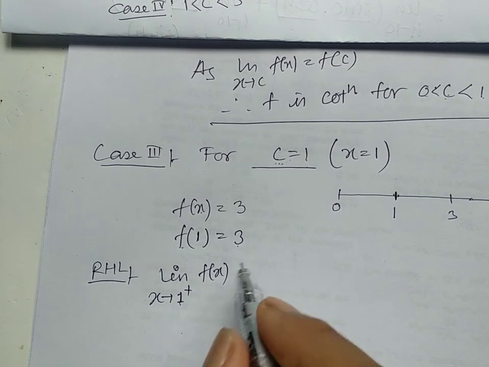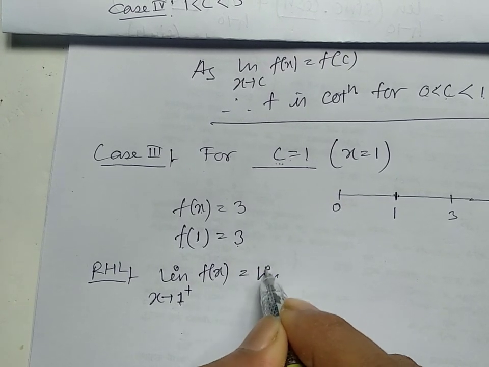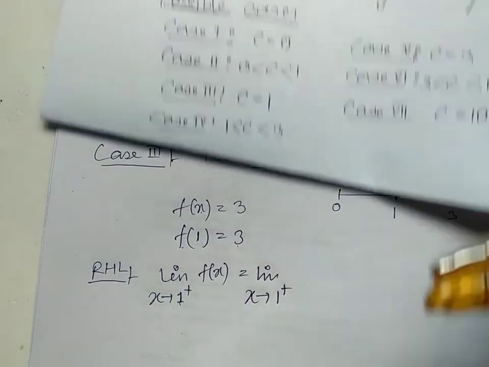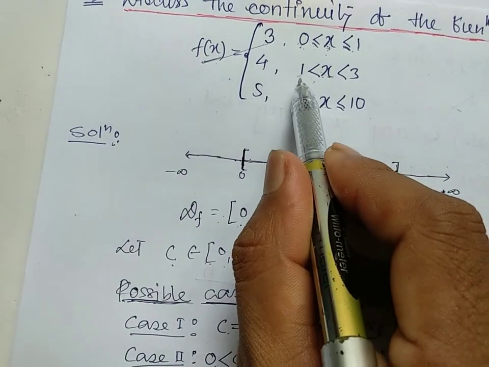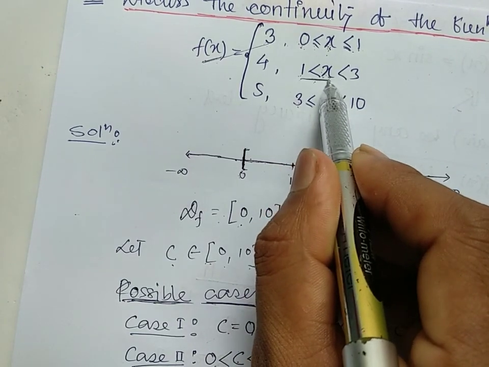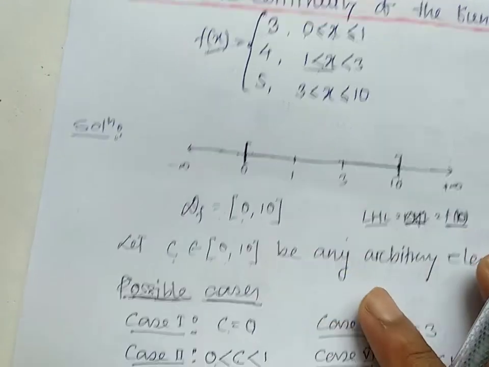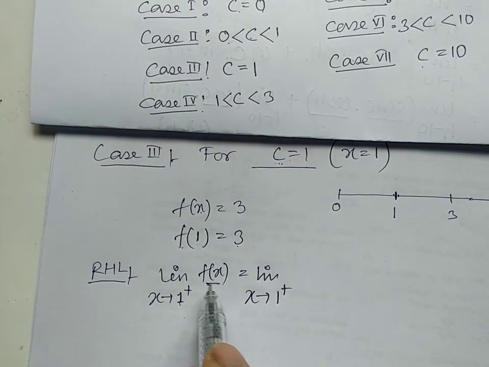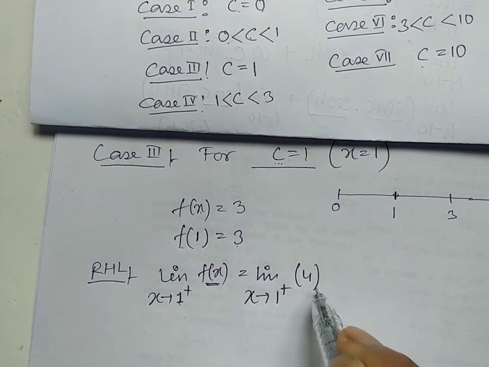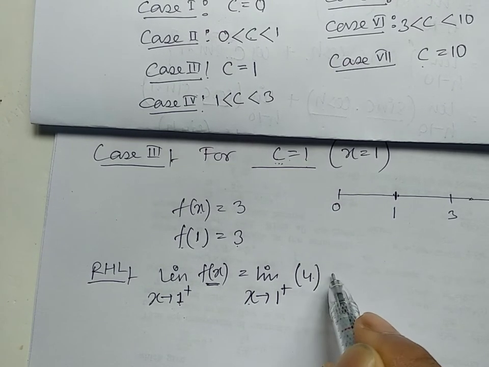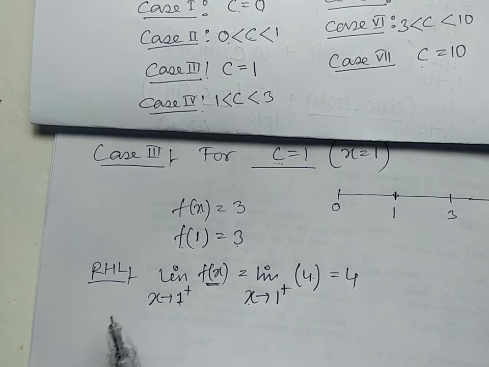So limit x tends to 1 plus, whenever the value of x is greater than 1, what is its functional value? f of x is exactly equal to 4. That's why in place of f of x I will write down 4. In place of x what you have to put is 1, but x is not there, so the answer will be 4.